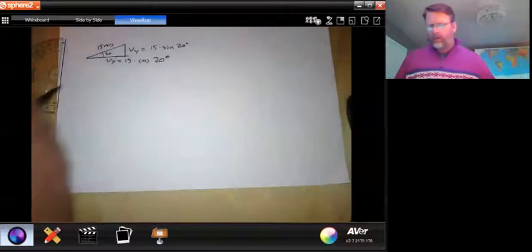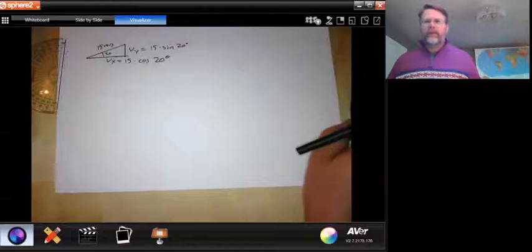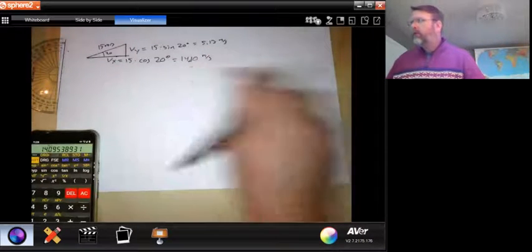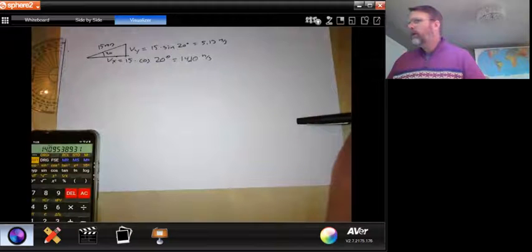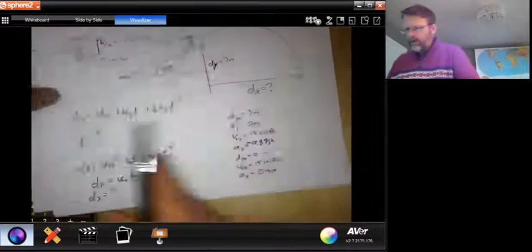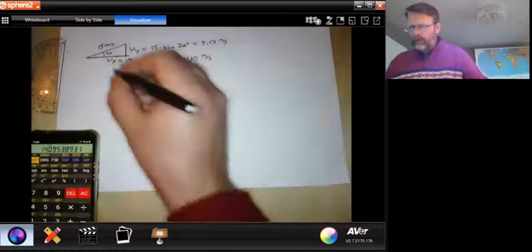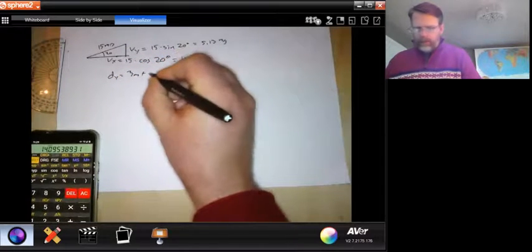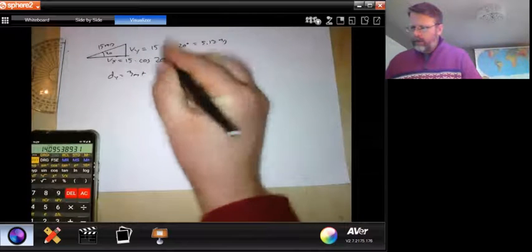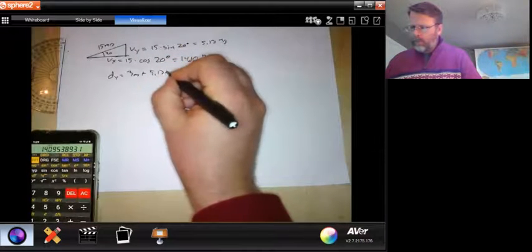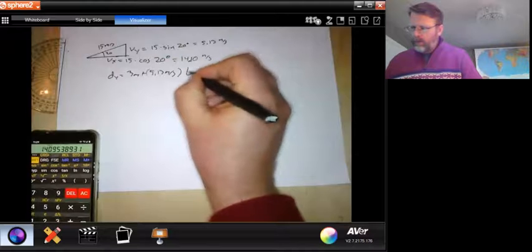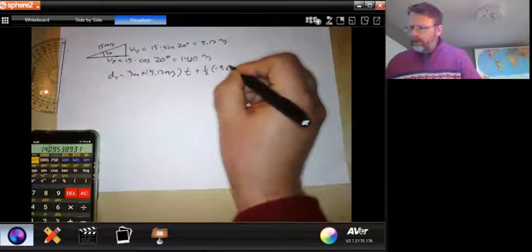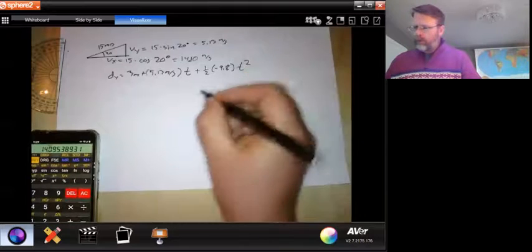All right, so let's get out a calculator here and find some of these answers. Okay, so we get our two numbers here. Now we can start filling in this right here. We can say our dy equals our initial height plus our initial velocity in the y times time plus 1/2 times negative 9.8 times time squared.